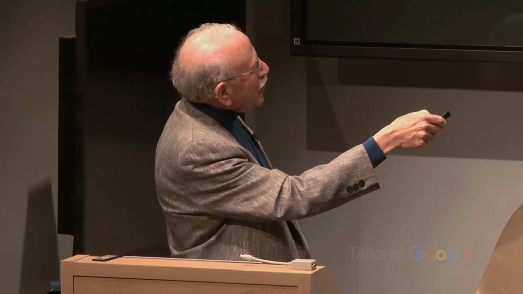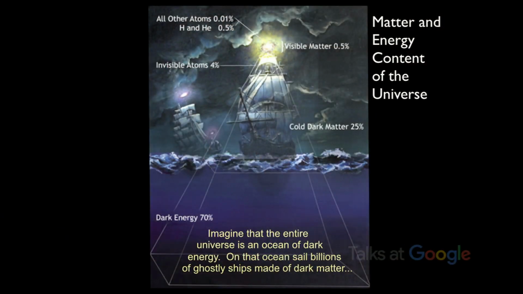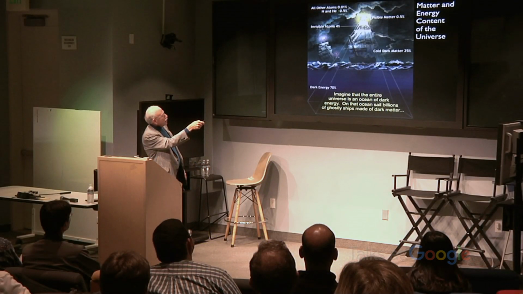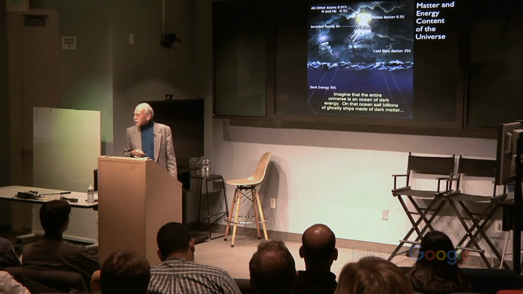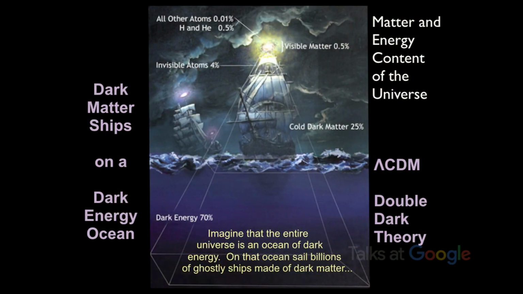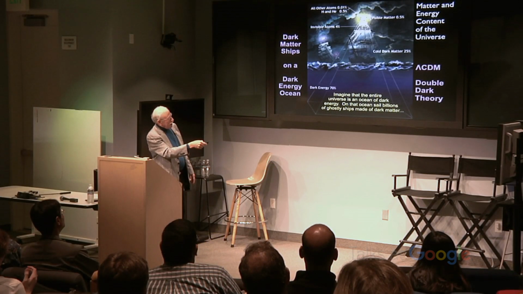All the atoms are about 5%. The invisible atoms are about 4.5%. The visible stuff, the stars and glowing gas clouds, is about 0.5% of cosmic density. And the stuff we're made of, all other atoms besides hydrogen and helium, is about 1/100th of 1%. So we and Earth are extremely rare parts of the universe. They're not typical at all. So we call this the double dark theory, or technically lambda CDM, lambda, Einstein's representation for dark energy, and cold dark matter. So dark matter and dark energy.